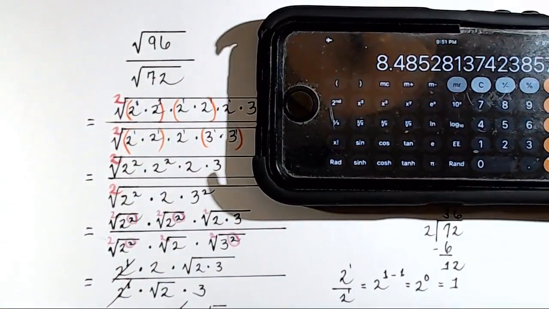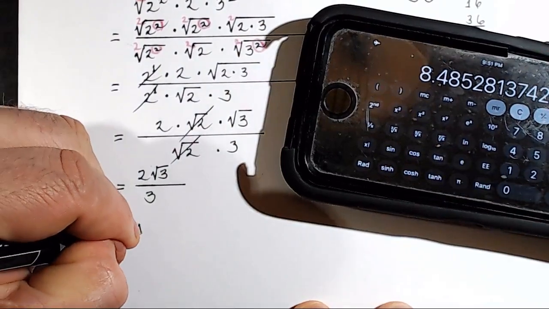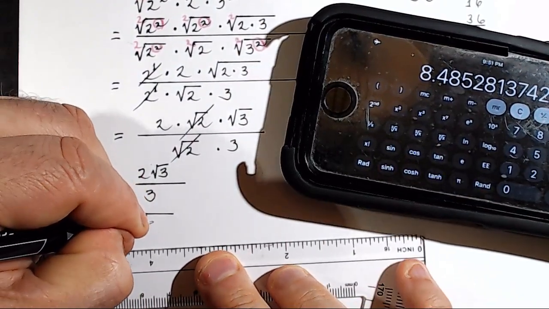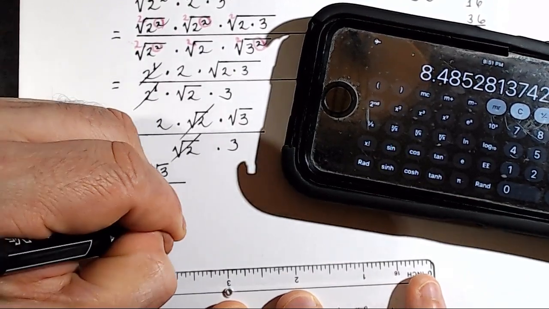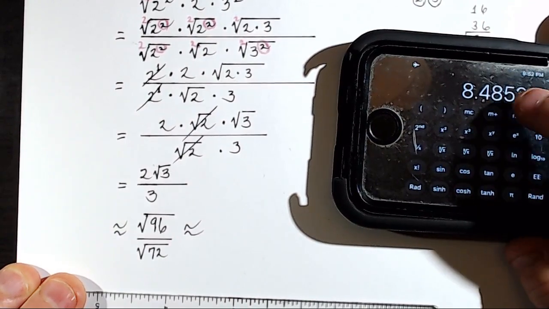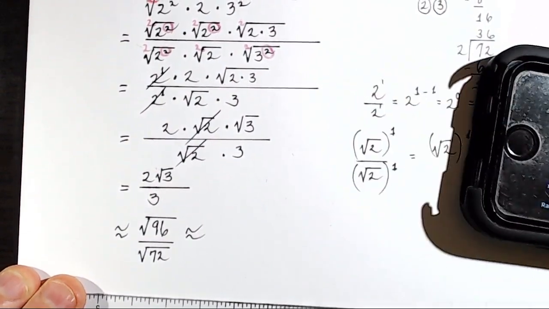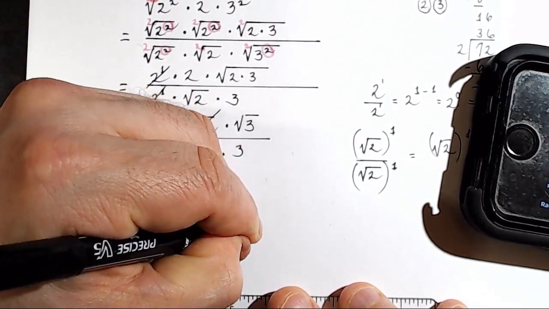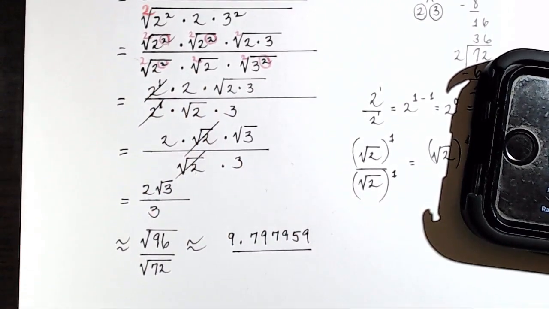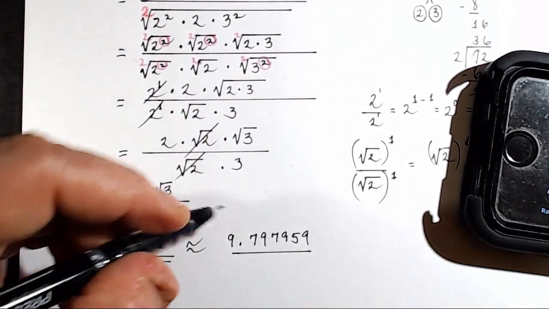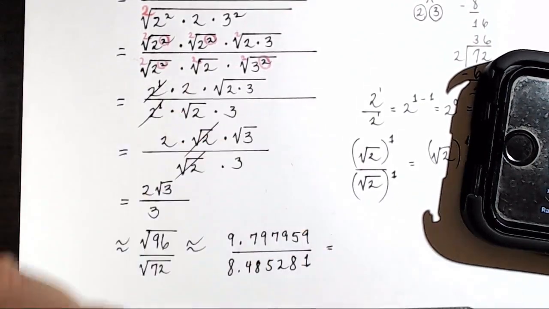Okay, so what I want to do here is we'll do a little estimation. Estimate down here in the bottom that the square root of 96 over the square root of 72 is approximately equal to the square root of 96, which was approximately 9.797959, over the square root of 72, which was approximately 8.485281. And let's see what that equals.